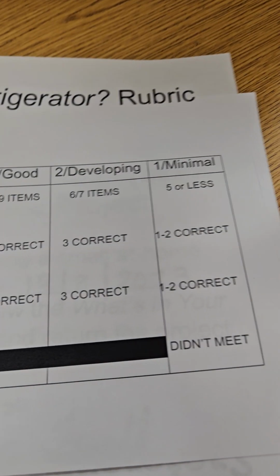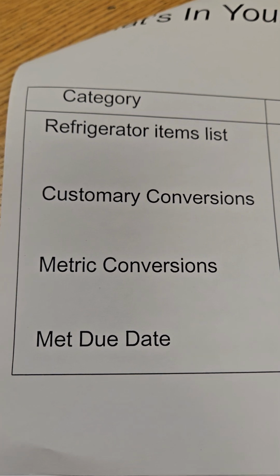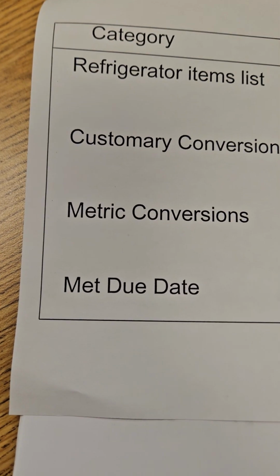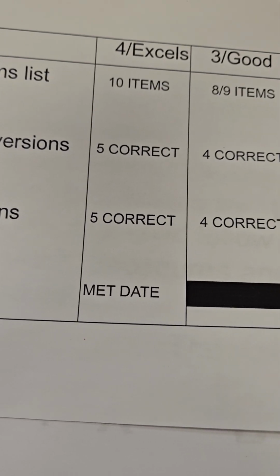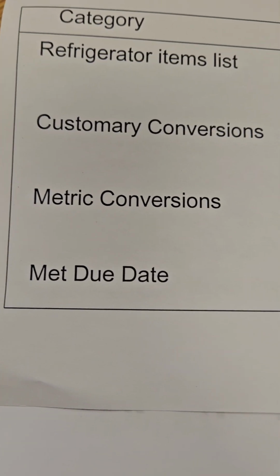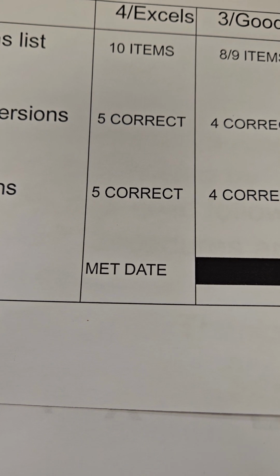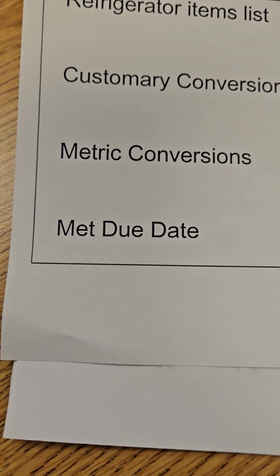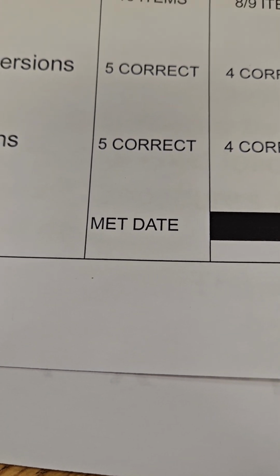All right, here's your rubric. What do you need? 4 things. Category item list. Got to have 10 items. Customary conversions, 5 of them have to be correct. And metric conversions, 5 of those have to be correct. Remember, they have to be 5 different things on each of the lists, and it has to be turned in by the due date to get those points.